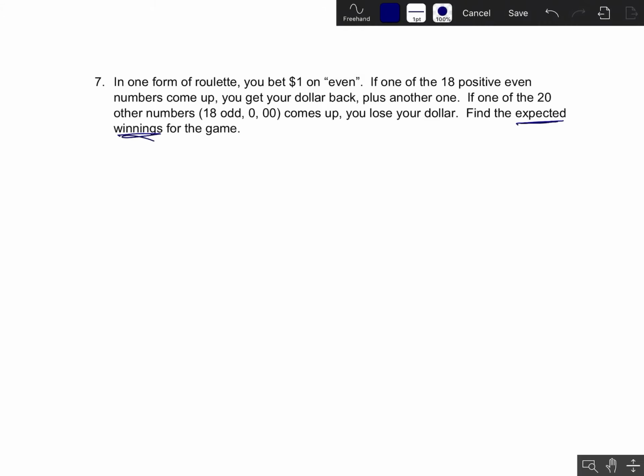So remember, if you want the expected winnings, that means that we're going to take the expectation of a variable that describes the winnings. So I'm going to let x equal the winnings for the game. Now note that x has to be a random variable because we don't know a priori whether we're going to be winning $1 or losing $1 or whatever. So x is just going to represent the outcome of a single experiment or a single run of the game.